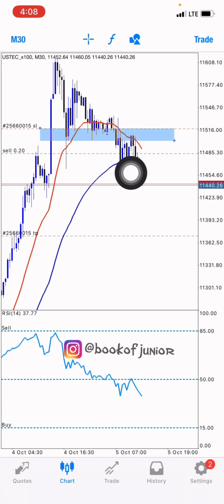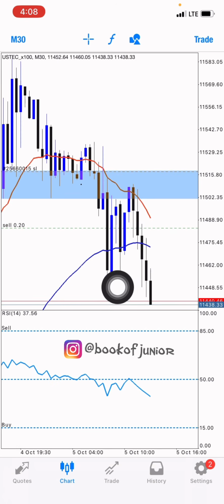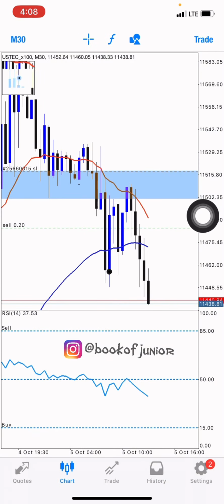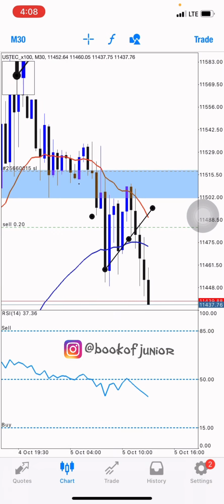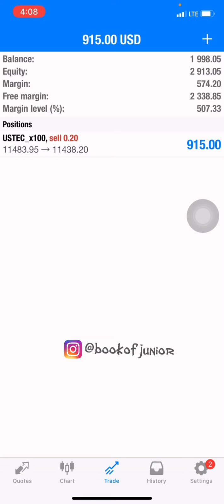So I took my entry just here. Even when I wanted to draw there, I would draw something like this to form a flag, something like that. This would be like a flag, as you can see, guys. So I had a proper setup. You can even see price is running very fast, guys.